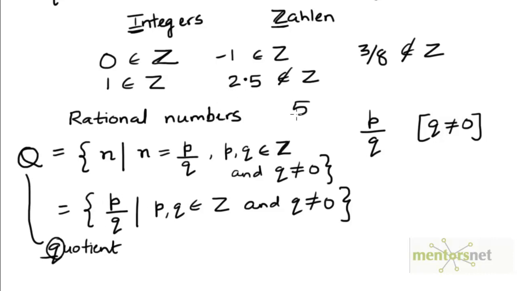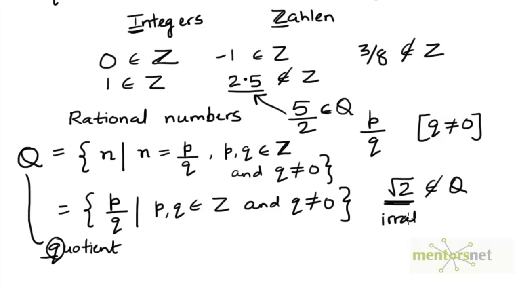So here 5 by 2 is a rational number. The value of that rational number is the result of that actual division, which is 2.5. So 5 by 2 belongs to the set Q. 3 by 8 also belongs to the set Q. But it turns out that square root of 2 is a number that does not belong to the set Q. Square root of 2 is an example of an irrational number.